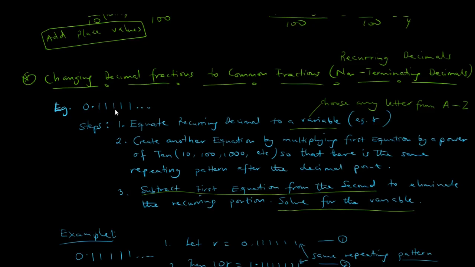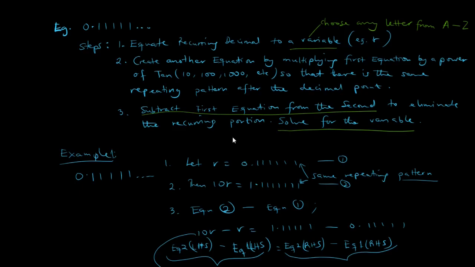Thirdly, we will want to subtract the first equation from the second one we just created in order to eliminate the recurring portion or the 0.11 portion. Now let's see an example to illustrate the above point. Finally, we'll have to solve for the variable.